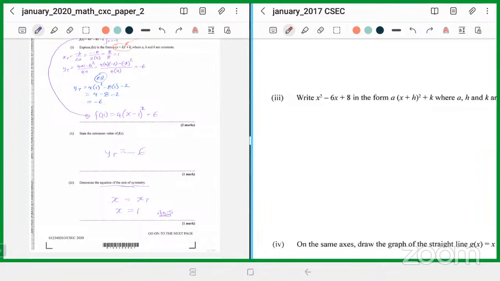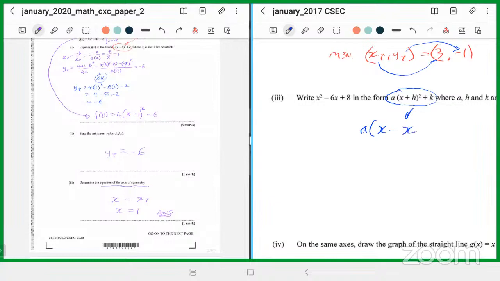Because I know the minimum point is (xt, yt) equals (3, -1). So I already know that xt is 3 and yt is -1. The process of completing the square is about finding xt and yt, so I don't need to waste time and work them out again. When I write it using our method, it becomes a times (x minus xt) squared plus yt.